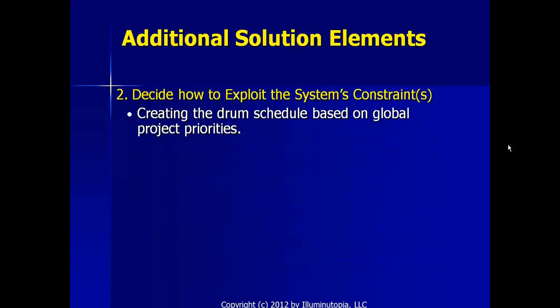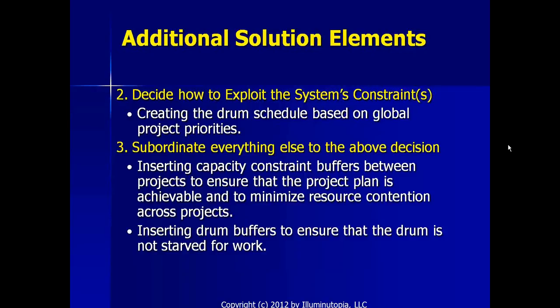In addition, we need to create the drum schedule based on global project priorities. So we're scheduling based on the most heavily loaded resource, or finding the way to effectively stagger the projects to ensure that we complete them all successfully. Subordinate everything else to the above decision. We need to insert capacity constraint buffers between projects to ensure that the project plan is achievable and to minimize resource contention across projects. And insert drum buffers to ensure that the drum is not starved for work.